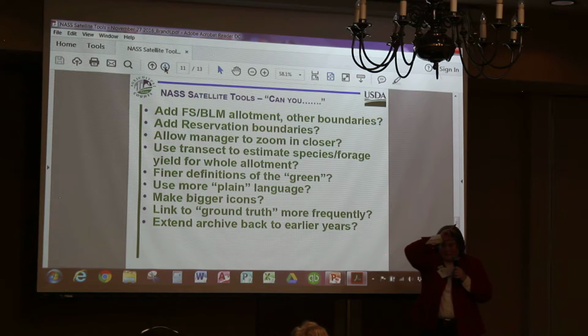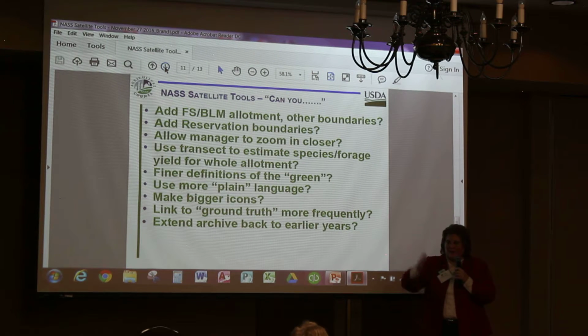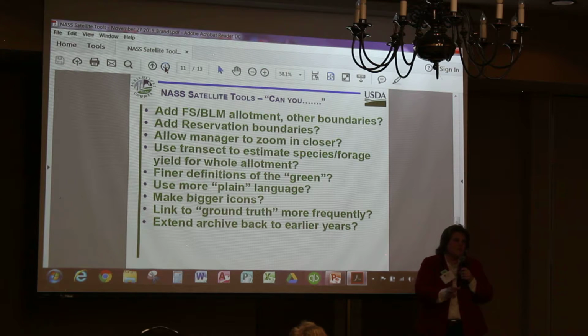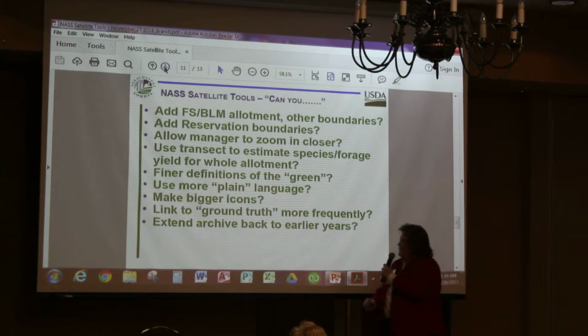That's when the first satellite went up that had this small scale, 250 square meter pixels. And before that it was 1,000 square meters, which is a pretty big area.